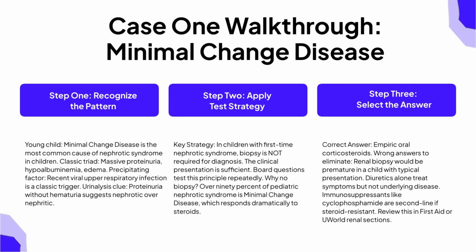Step 1. This is classic nephrotic syndrome in a child. Heavy protein, low albumin, edema, no blood in the urine. In children, over 90% of nephrotic syndrome is minimal change disease. Step 2. Here is the key test-taking strategy. In a child with typical first-time nephrotic syndrome, you do not need a biopsy. The clinical picture is enough. If you see biopsy as an answer choice in this scenario, eliminate it.